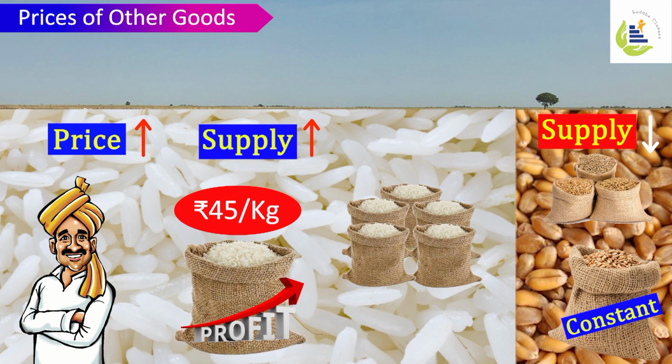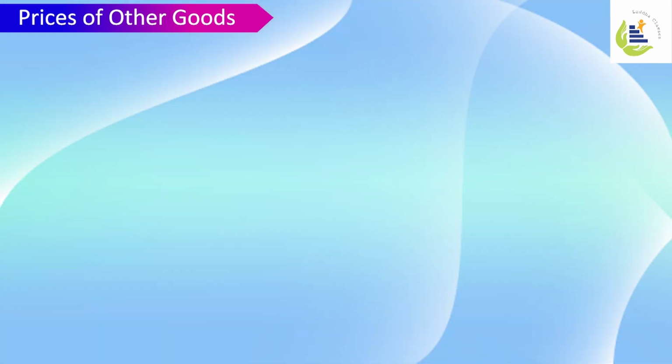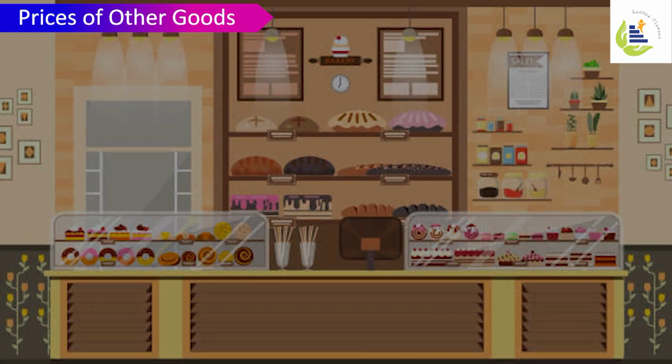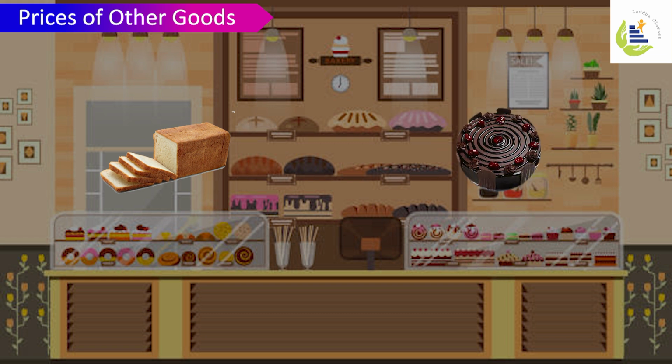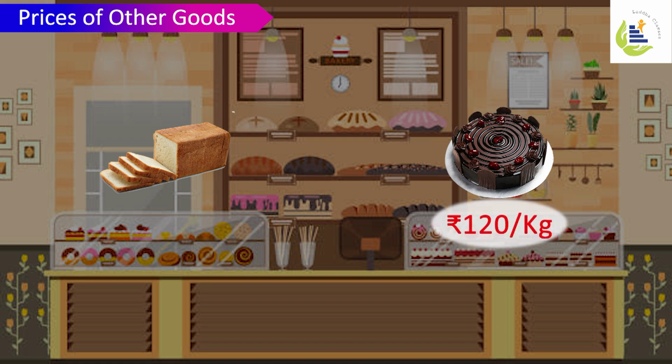I'll give you another example. I think this will appeal to you in a better way. Let's say I manufacture two bakery items. One is proper bread slices and another is cakes. So what has happened? Now there is a huge increase in the price of cake. Earlier I used to sell them at 120 rupees per kg. Now it has gone to 200 rupees per kg.